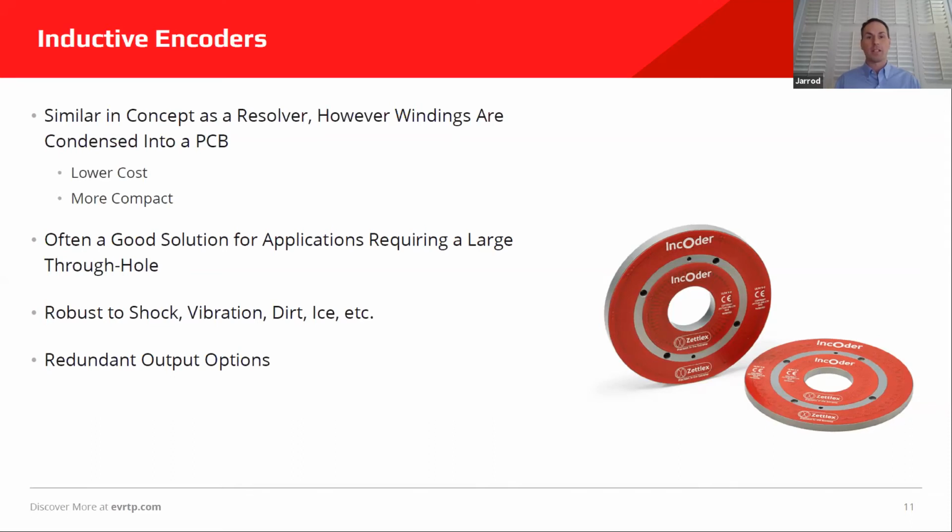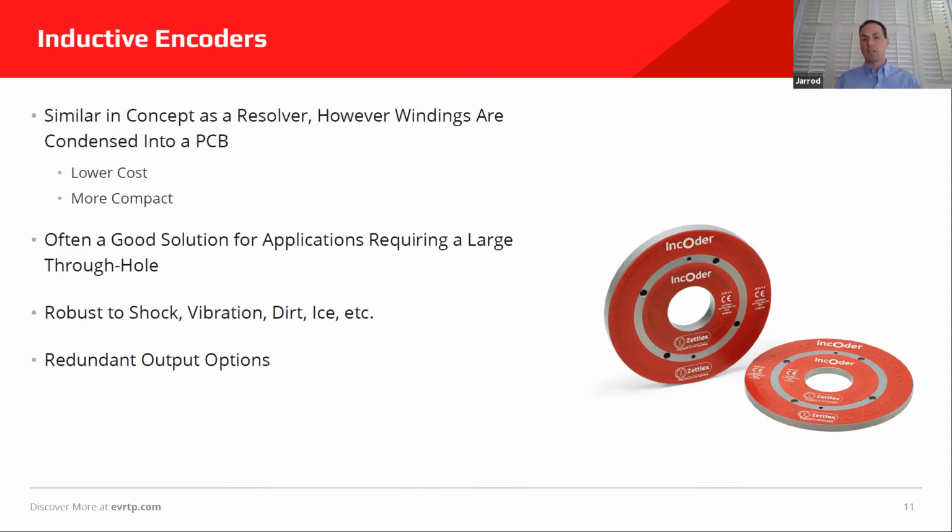Inductive encoders are ideal for large through-hole applications. We have one vendor who has off-the-shelf products with a 0.5 meter inner diameter. The idea of achieving that large of a form factor with any other technology and maintaining high accuracy and resolution is really quite a challenge. Inductive encoders are highly resistant to shock and vibration, but they're also resistant to things like dirt, ice, water, and other contaminants.